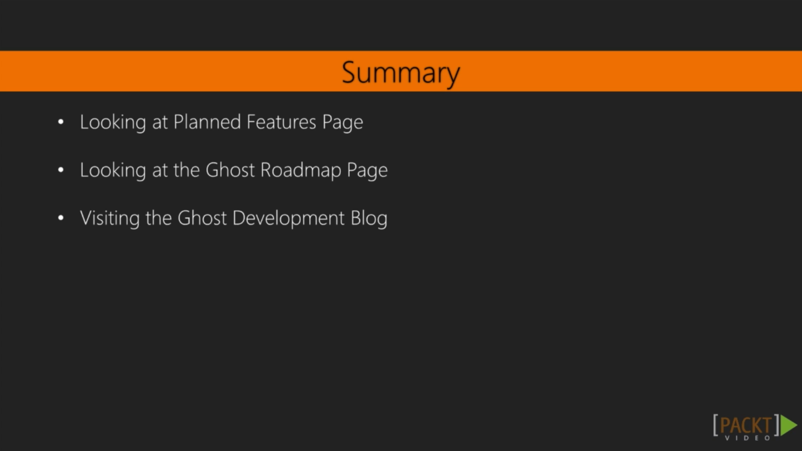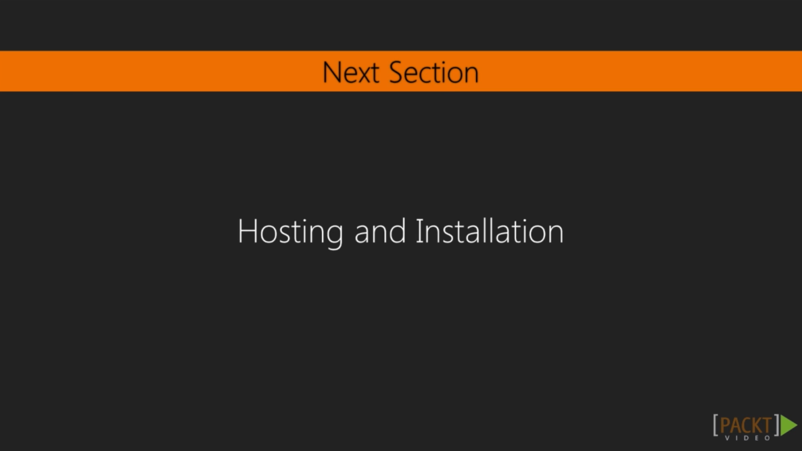So in this chapter, we found out how to stay up to date with everything going on with Ghost development by visiting Ghost's GitHub wiki, looking at the planned features page, and visiting the Ghost development blog. If you love Ghost as much as I do, this is something you will do on a regular basis. So we have quite a bit to cover in this course. We will now move on to section 2, where we will install and configure our first Ghost blog.